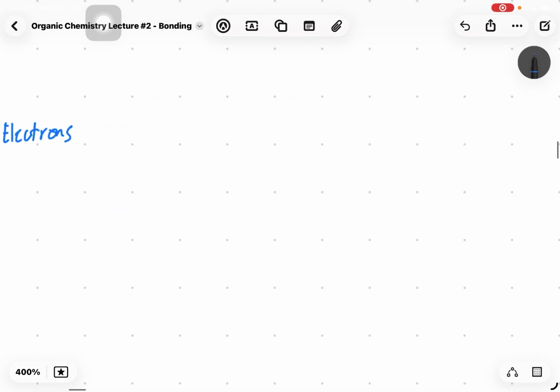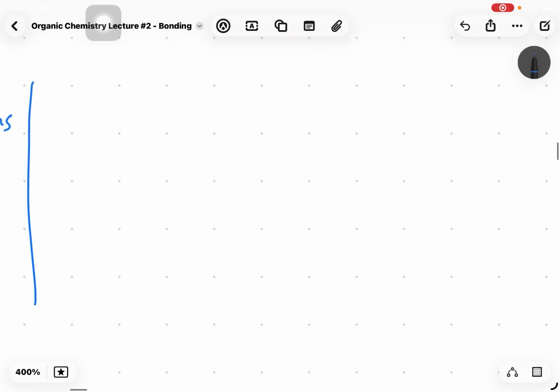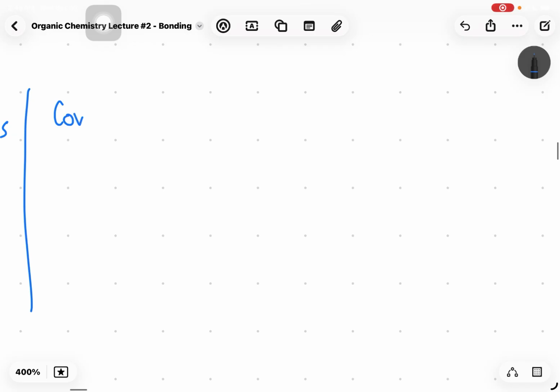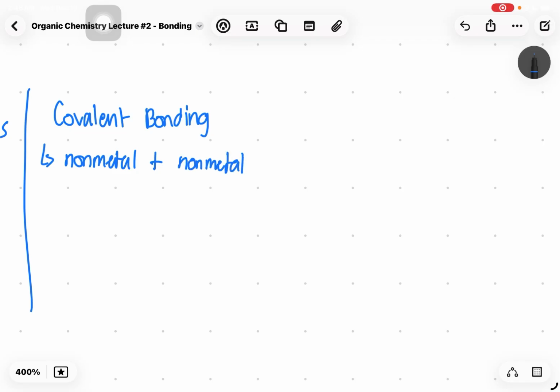Now let's move on to the next type of bonding, which is covalent bonding. Normally, covalent bonding is known as a nonmetal plus another nonmetal. But how else can we describe covalent bonding? Covalent bonding is the sharing of electrons, which makes it slightly easier to understand.